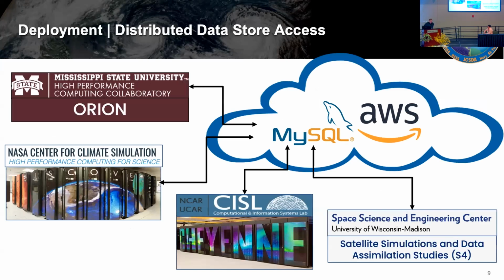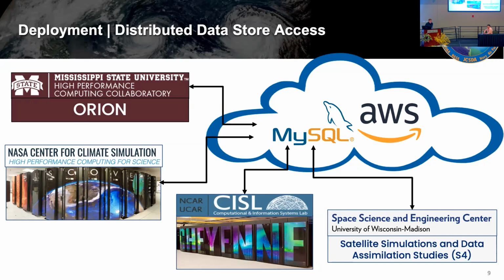So let's talk about deployment of R2D2. First and foremost, R2D2 has data stores that we mirror and keep on multiple high performance computing centers, such as Mississippi State's Orion, the Center for Climate Simulations' Discover, NASA's Discover, Cheyenne, which is managed by CISL, and also the Space Science and Engineering Center at the University of Wisconsin-Madison, which is S4.